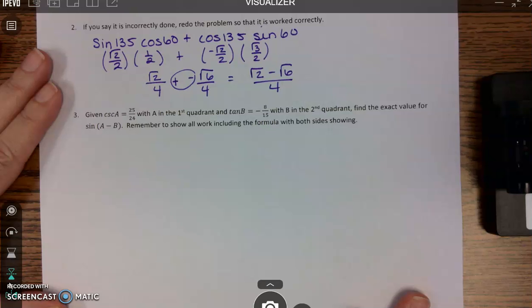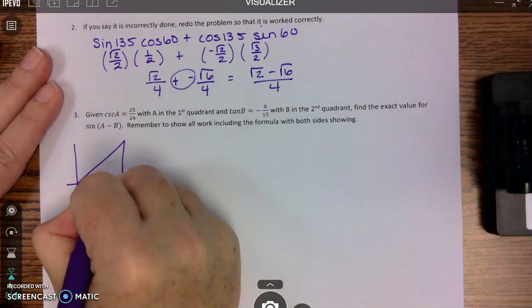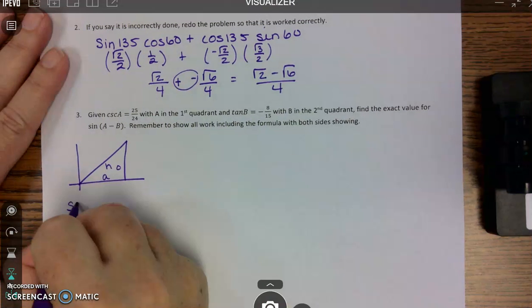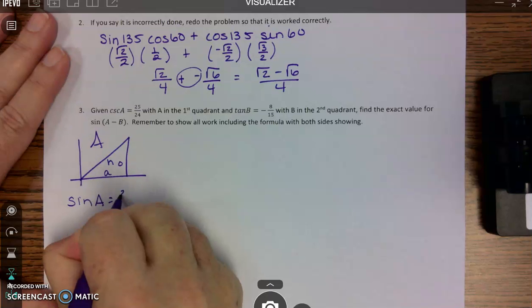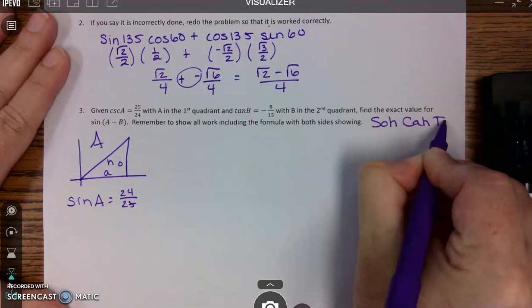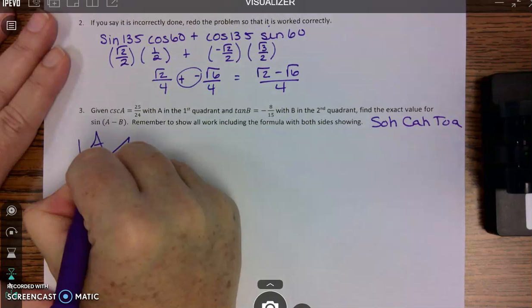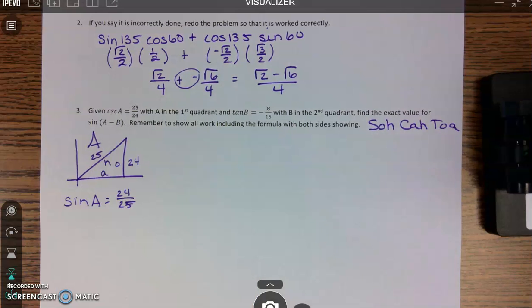So number 3, they're giving us problems in quadrant 1. I like quadrant 1 problems. Label this A, O, and H. So here they gave us sine. Technically, they gave us cosecant, but if we flip it, we do get our sine, which is 24 over 25. Remember SOHCAHTOA. That's a 5, so this should be 25 and 24.